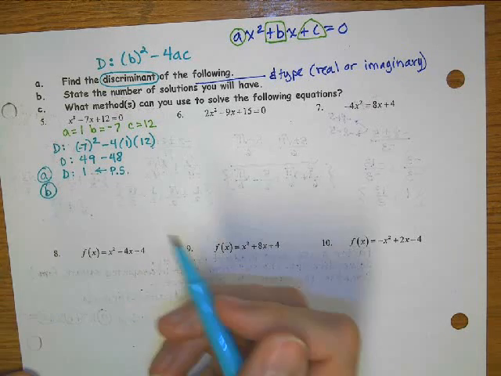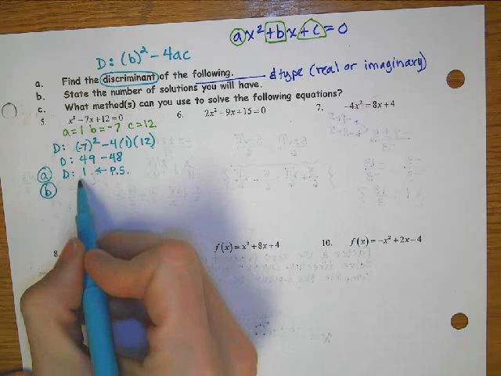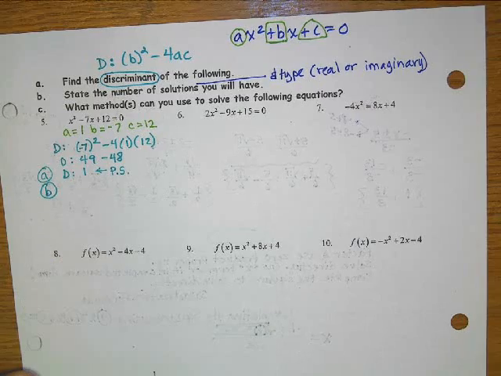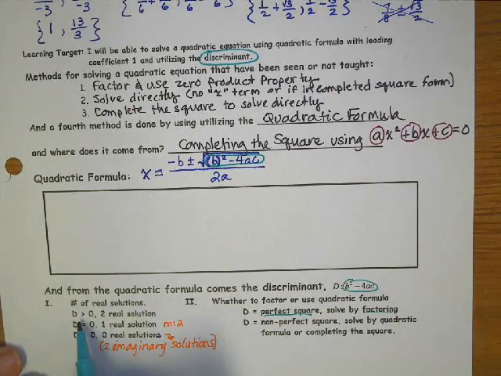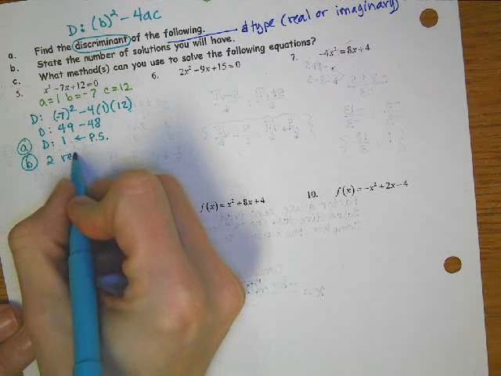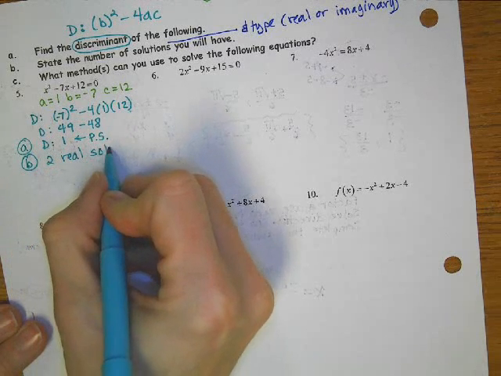Part B, the number of solutions we have. Since my discriminant is +1, that means it's greater than 0. So if I look on the front of the paper, if the discriminant is greater than 0, I have 2 real solutions. So we would say 2 real solutions.